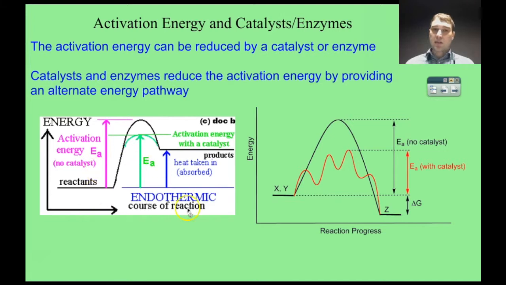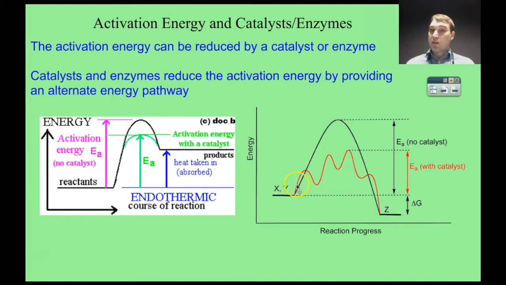The way they do this is they provide an alternate energy pathway of lower activation energy, so you don't need as much energy for the reaction to occur. The way this is shown on an energy profile diagram is the activation energy is smaller when you have a catalyst or an enzyme being used. So here we have the activation energy without the catalyst, and here we have it with the catalyst. We can see it's a bit lower here.